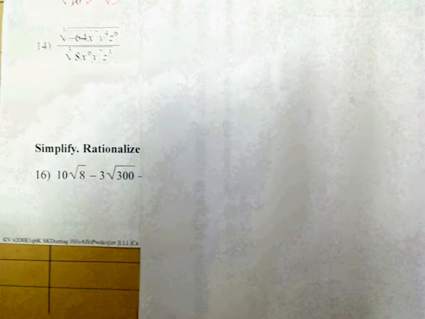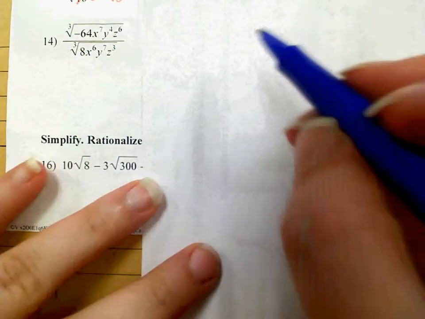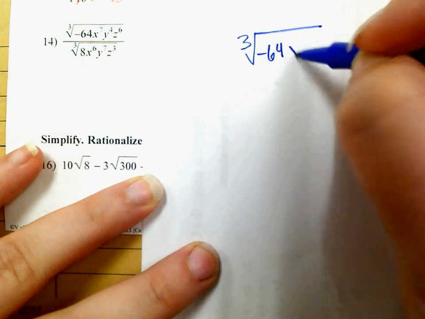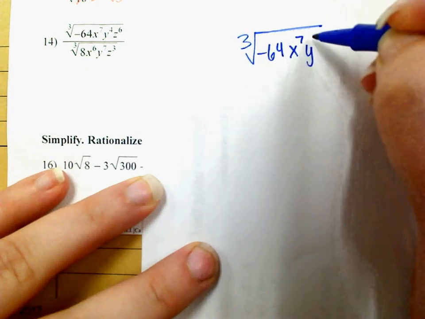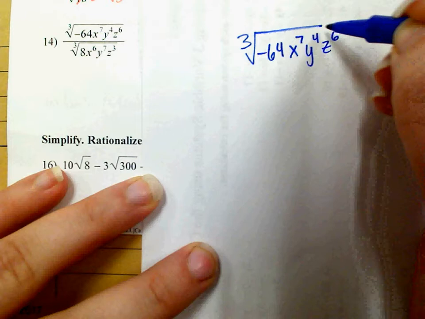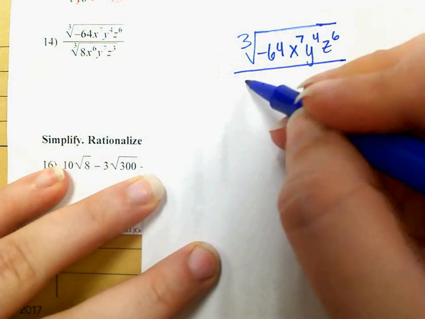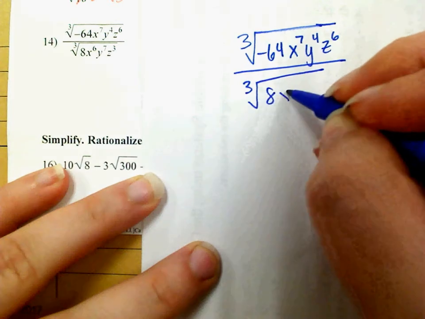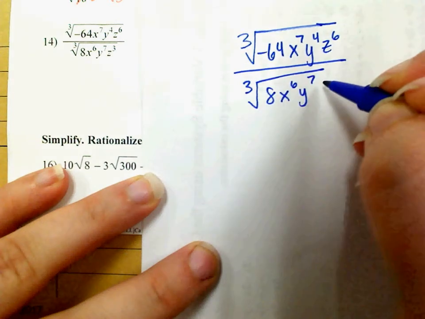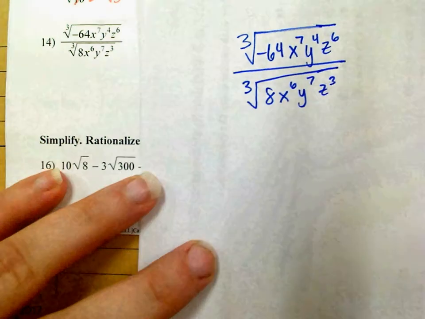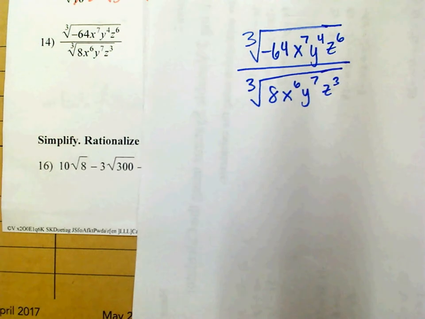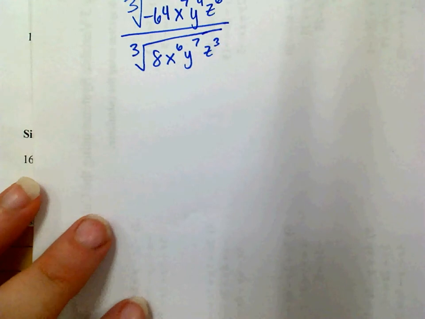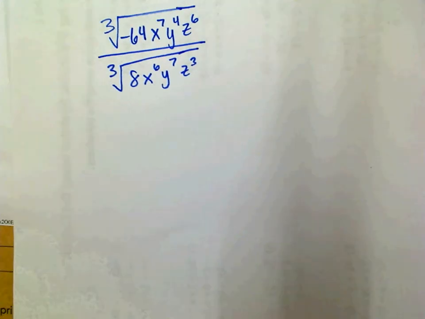So I've got the cubed root of negative 64 x to the 7th over 8x to the 6th, y to the 7th, z to the 3rd. Okay. Oh, so you can hear? Okay. So the first thing I'm going to do is simplify the 64 and the 8.